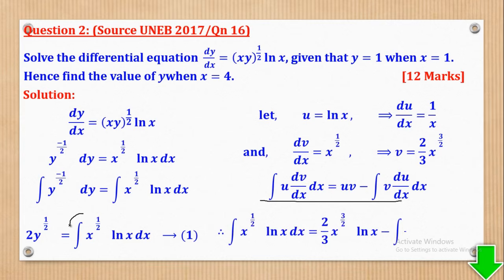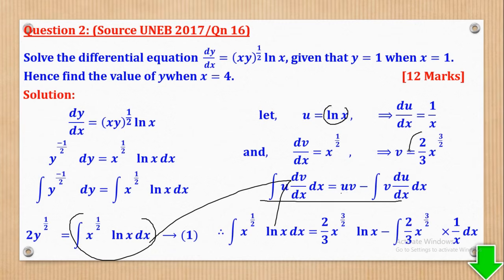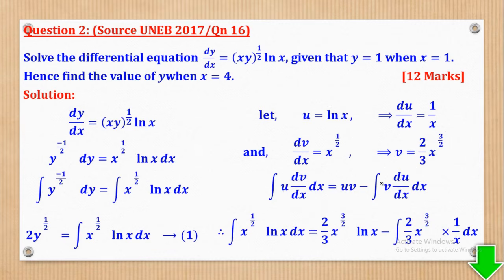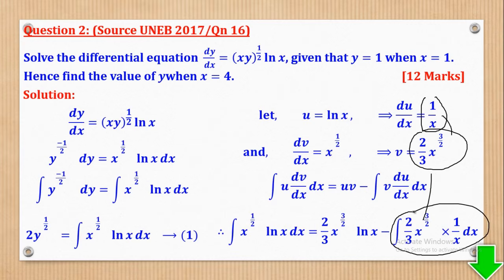That means that this integral is this one, which is here. So it is equal to uv, where u is this, and v is this. So when I multiply the two, I'll come up with this part. Then minus the integral of v, so v is this, and u dx is this. So when I multiply these two, I'll come up with this. So now my aim is to get that integral.